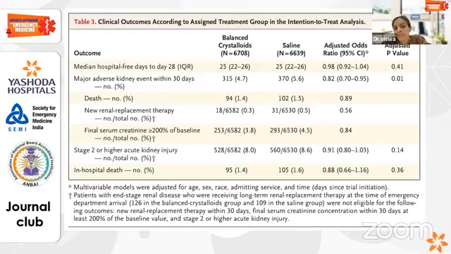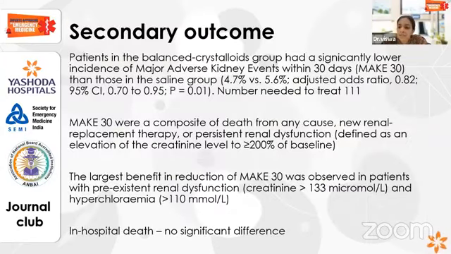Now coming to the median hospital-free days, which was expected to be the primary outcome, there was not much difference between the crystalloid groups, meaning the balanced solution group or the normal saline group. However, the MAKE, that is major adverse kidney events within 30 days, was less in patients administered balanced solution rather than normal saline. As a secondary outcome, patients in the balanced crystalloid group had a significantly lower incidence of major adverse kidney events within 30 days than those in the saline group.